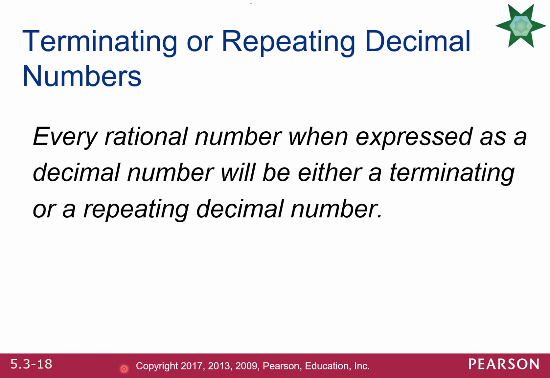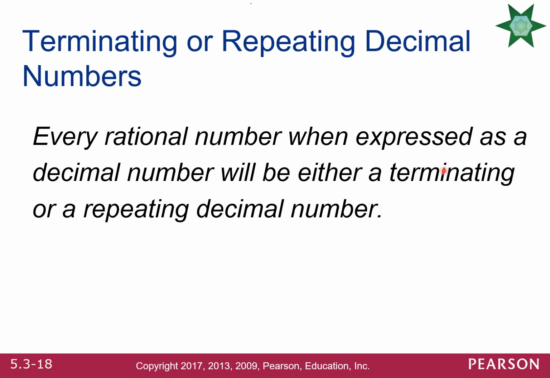Now let's discuss another topic related to rational numbers, and that's called terminating and repeating decimal numbers. We can express rational numbers in the form of decimal numbers. So fractions can be changed to decimal numbers. Here it says every rational number when expressed as a decimal number will be either a terminating or a repeating decimal number. I'm going to give you an example of what a terminating decimal number looks like versus what a repeating decimal number looks like.